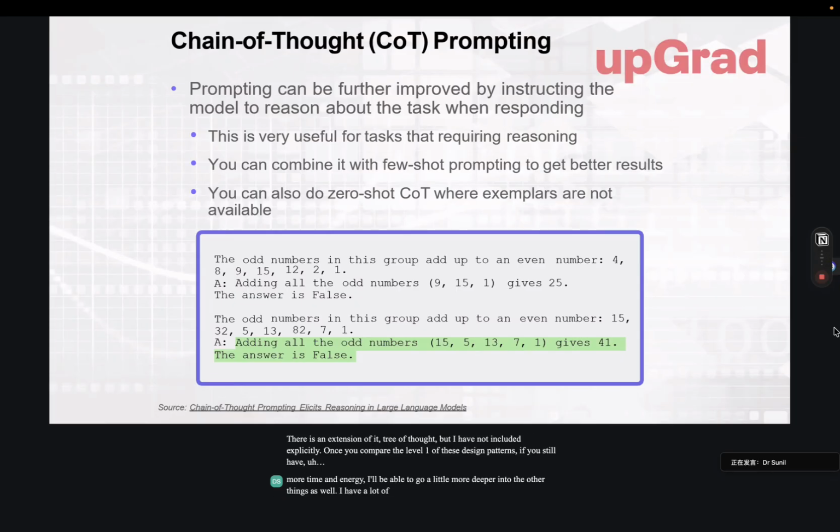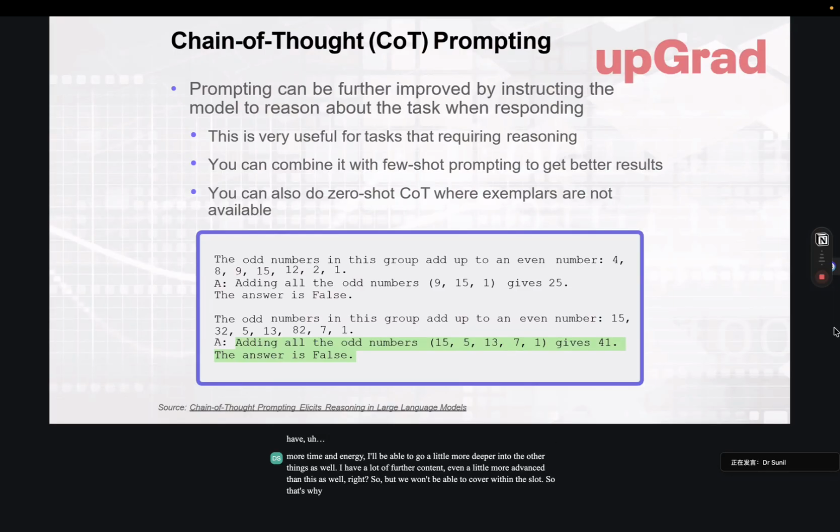I have a lot of further content, even a little more advanced than this, but we won't be able to cover it within the slot. That's why I'm covering only this. If you are interested, I can give it as an appendix for those people after giving the gist of it. But that may be after our scheduled time.